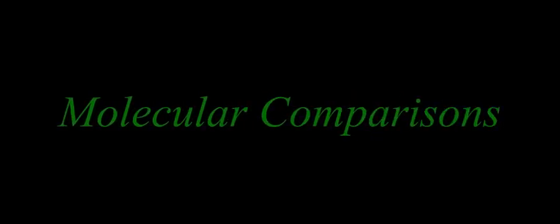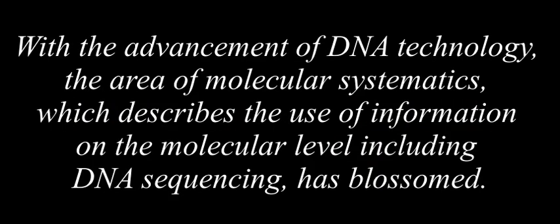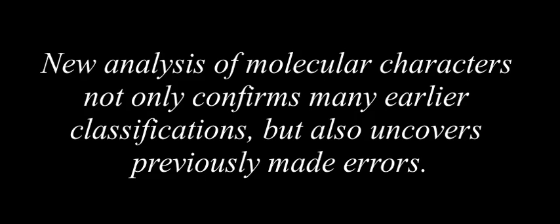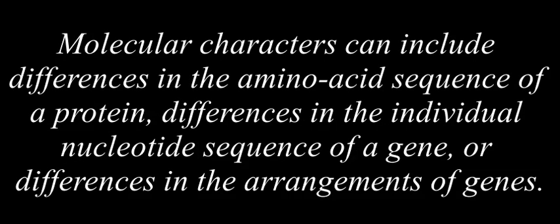Molecular comparisons. With the advancement of DNA technology, the area of molecular systematics, which describes the use of information on the molecular level including DNA sequencing, has blossomed. New analysis of molecular characters not only confirms many earlier classifications, but also uncovers previously made errors. Molecular characters can include differences in the amino acid sequence of a protein, differences in the individual nucleotide sequence of a gene, or differences in the arrangements of genes.